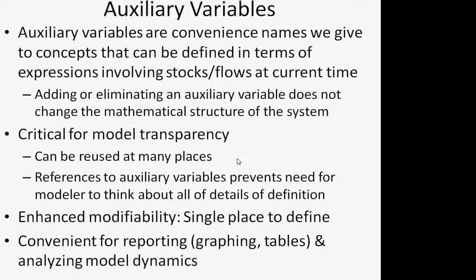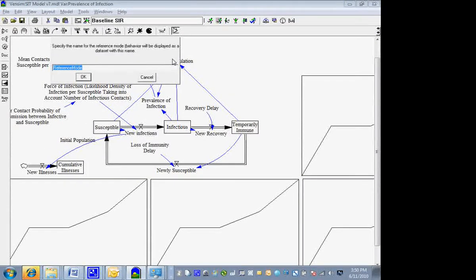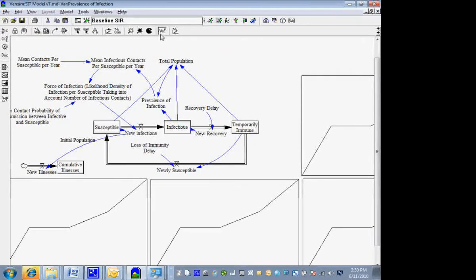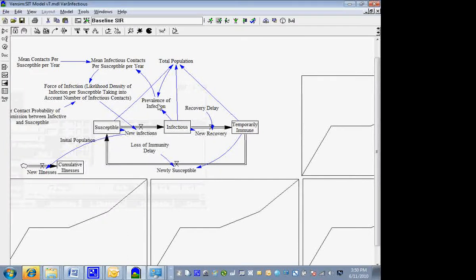Okay. So what's really important here is that this is just a convenience name for the sum of these other things. This total population, this thing here, oops, I meant to do this guy here. This guy here is just the sum of this plus this plus this. It's just the name we give to that expression.